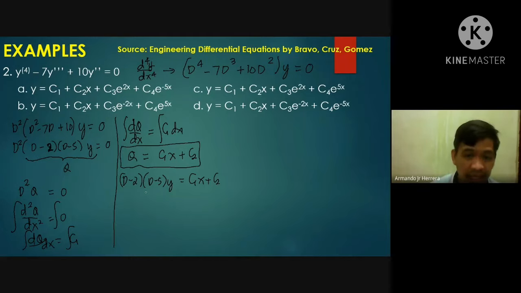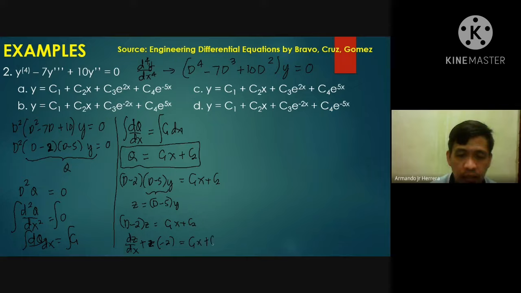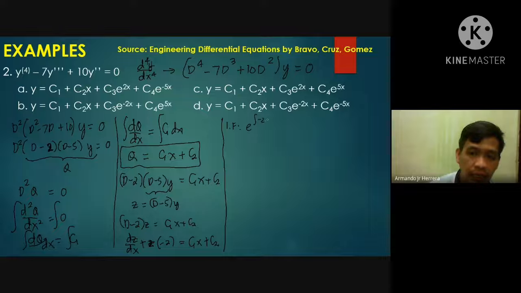So reducing this again into of lower order, so magiging d minus 5y. So itago natin siya sa pangalang z. Then d minus 2z is equal to c1x plus c2. So converting into general form, plus z times negative 2 is equal to c1x plus c2. So solving for our integrating factor, so our IF there is e to the integral of negative 2 dx, which is equal to e to the negative 2x.